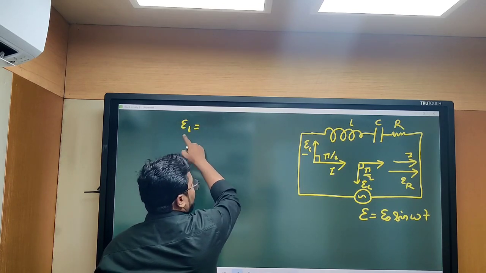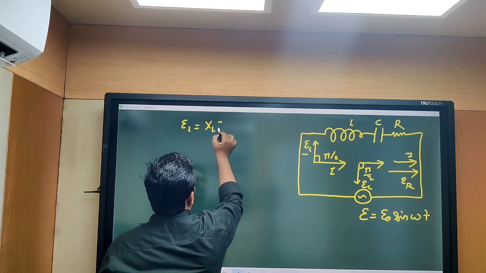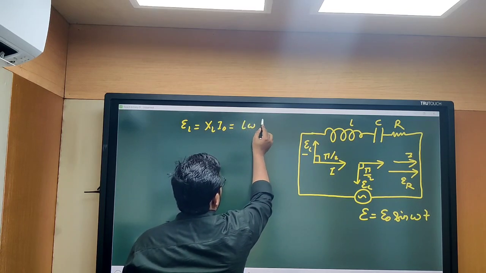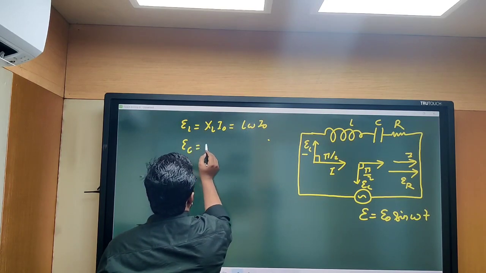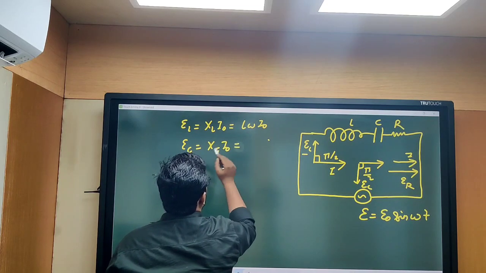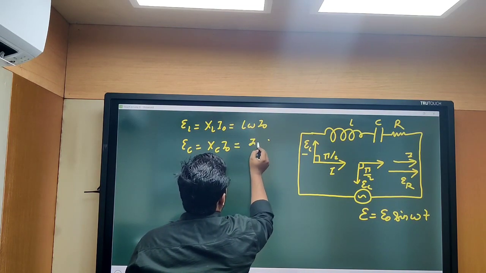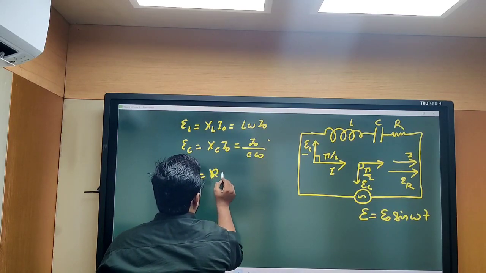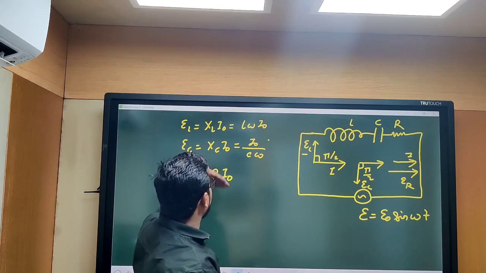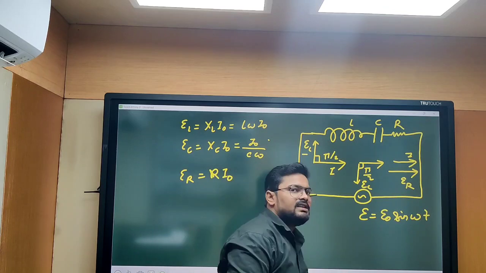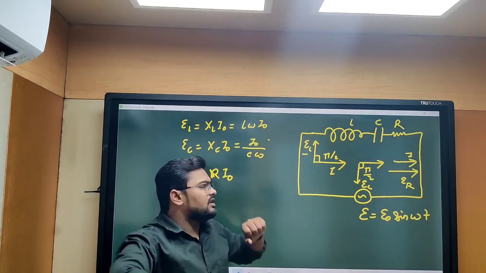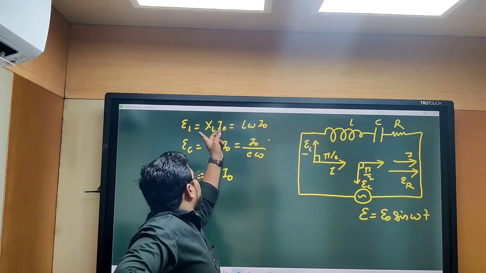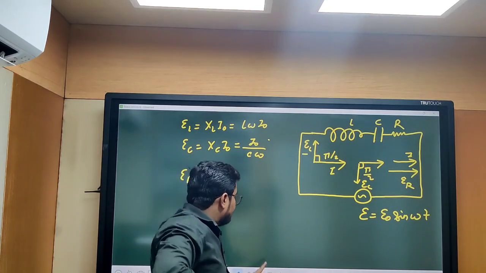EL, the EMF across the inductor, is XL I naught, and we know the value of XL is L omega, so EL is L omega I naught. EC will be XC I naught, so this will be I naught upon C omega, and ER is R I naught. So we have the values EL, EC and ER, and you can see that EL is greater than EC. So if we draw the phasor diagram, we will make EL longer than EC.